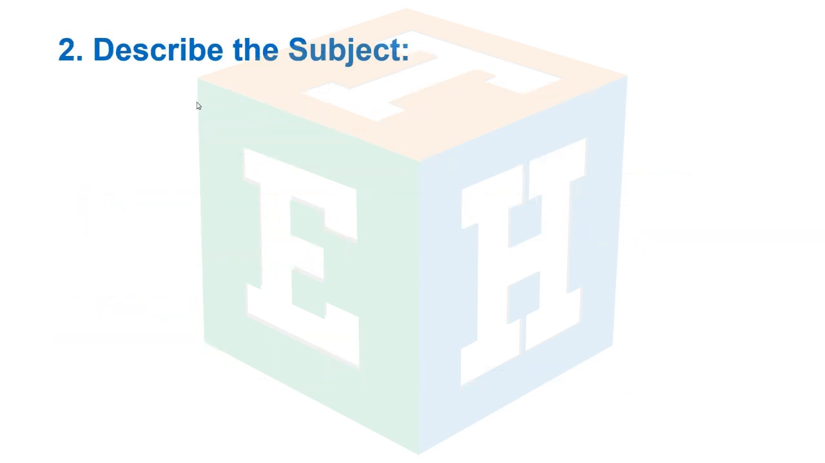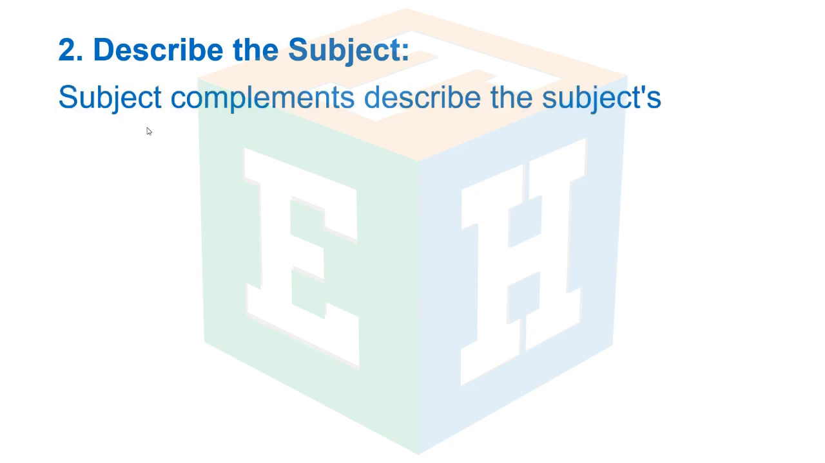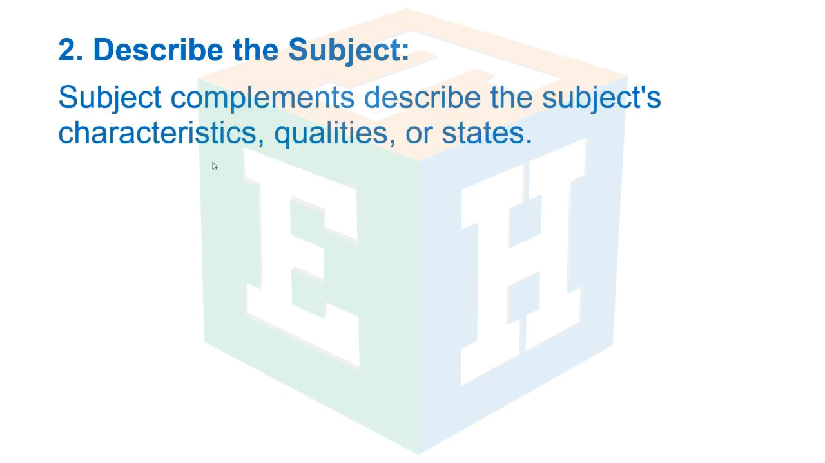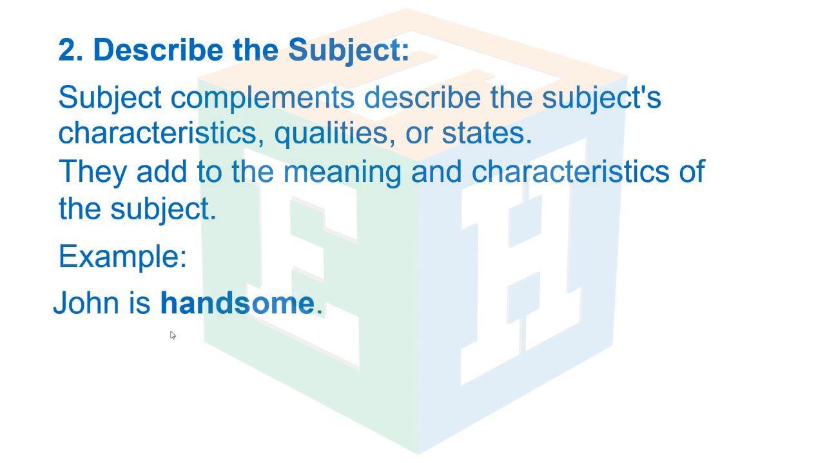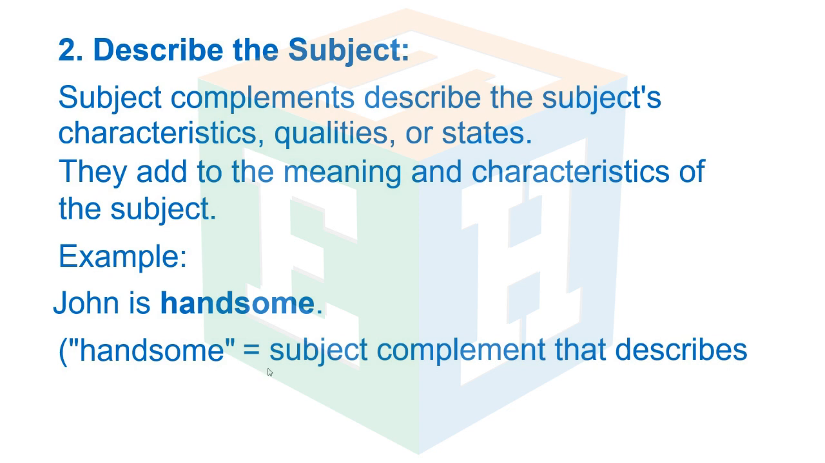Number 2, describe the subject. Subject complements describe the subject's characteristics, qualities, or states. They add to the meaning and characteristics of the subject. Example, John is handsome. Handsome is a subject complement that describes the quality of the subject.